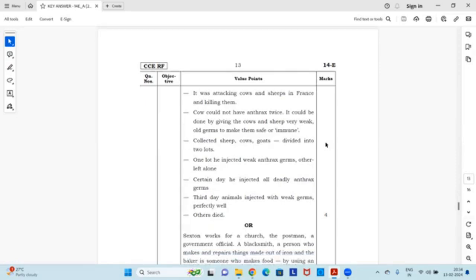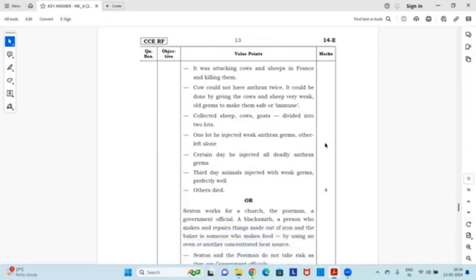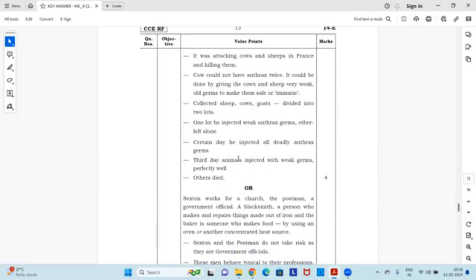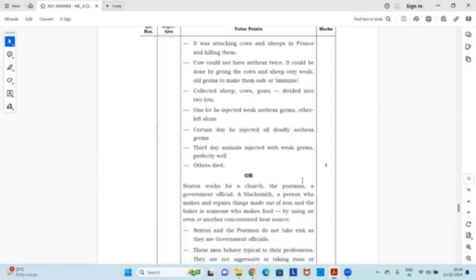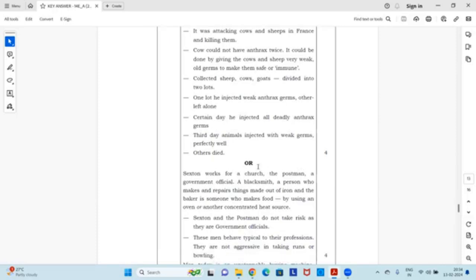He collected sheep, cows, and goats and divided them into two lots. One lot he injected with weak anthrax germs, the other he left alone. On a certain day he injected all of them with deadly anthrax germs. On the third day, the animals injected with weak germs were perfectly well, and all the others died. Okay, so this is the first answer.